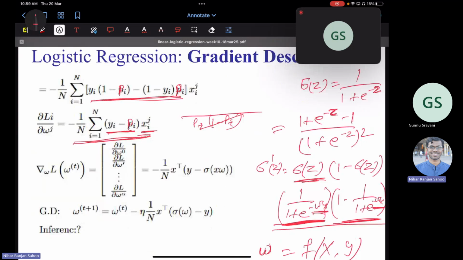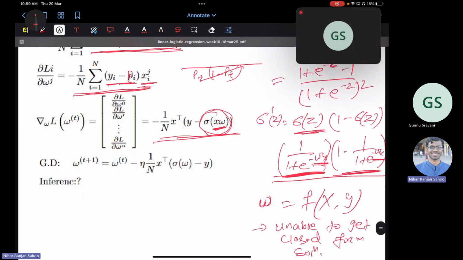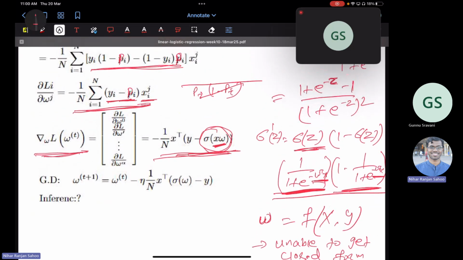Now you can represent this as something similar to what we discussed last time during linear regression. This is x transpose into y minus w transpose x that we got last time, but here it is sigmoid of w transpose x, right? So every time this w and x stay together, they cannot be separated from each other. That's why we don't have the closed form solution, right? So this is the complete step for logistic regression. Once you know this, you can apply your gradient descent step, right?